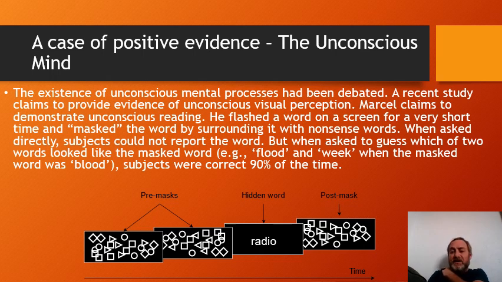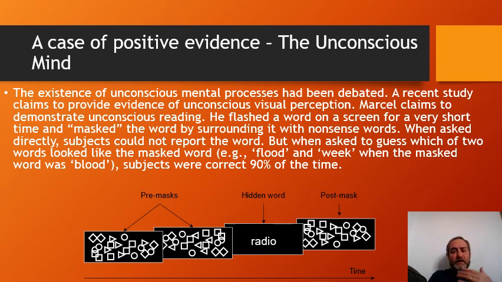So they say, suppose the masked word was blood, right? And they ask you, well, which one of these looks like the word? I know you say you didn't see it, but just take a guess, right? Flood and weak, which one? Well, it turns out subjects 90% of the time pick the right one. They pick flood like 90% of the time. Okay, so that's the description.